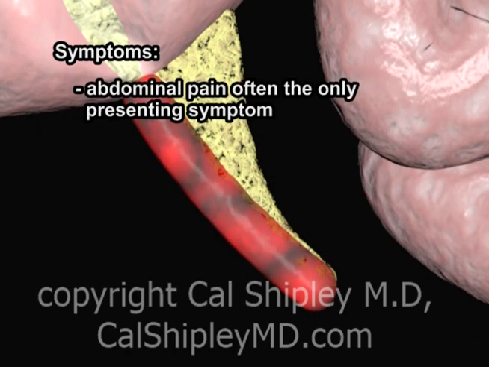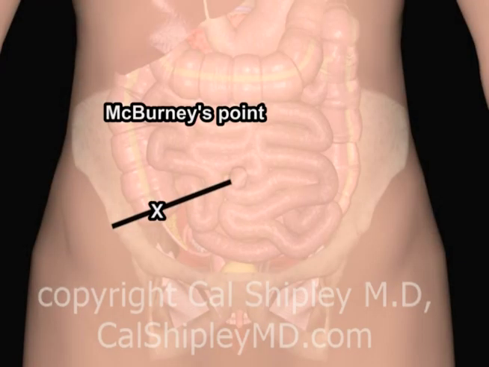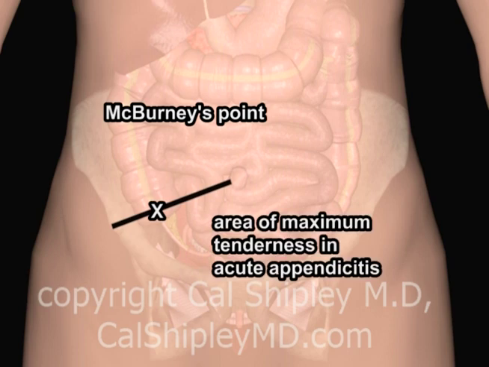It's important to note that it is not at all uncommon for patients with acute appendicitis to present with abdominal pain alone. Moving on to physical findings on examination in patients with acute appendicitis, you may have already guessed that the most common finding is abdominal tenderness to palpation, and in particular, right lower quadrant tenderness over McBurney's point.